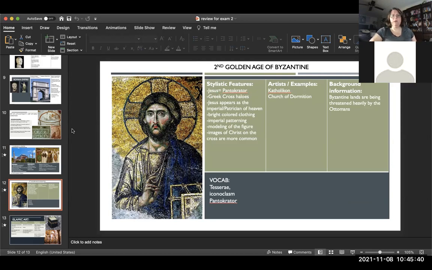Okay. And if you want more examples, go back to the lecture online and look at the images a little bit more closely and compare an image of Jesus at the beginning of the first golden age, and then go towards the middle of the lecture and look at another image, and it'll give you the ability to see the differences.